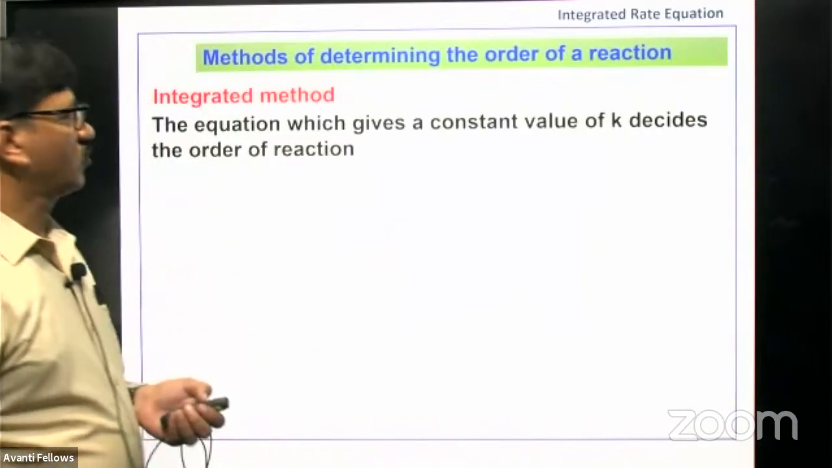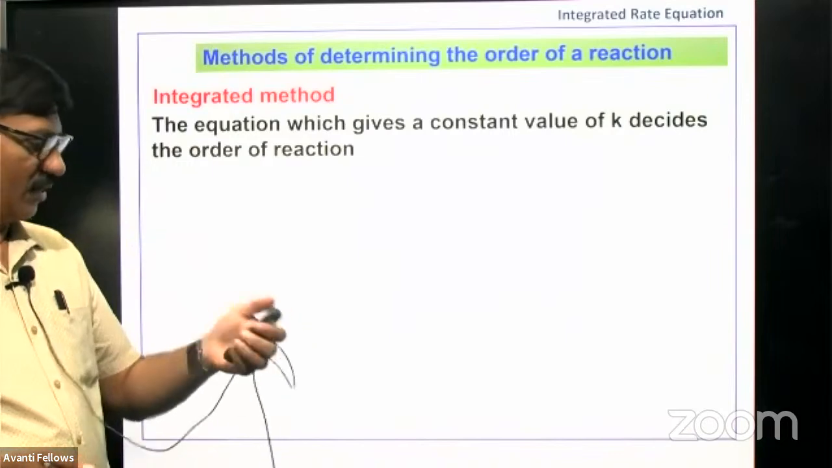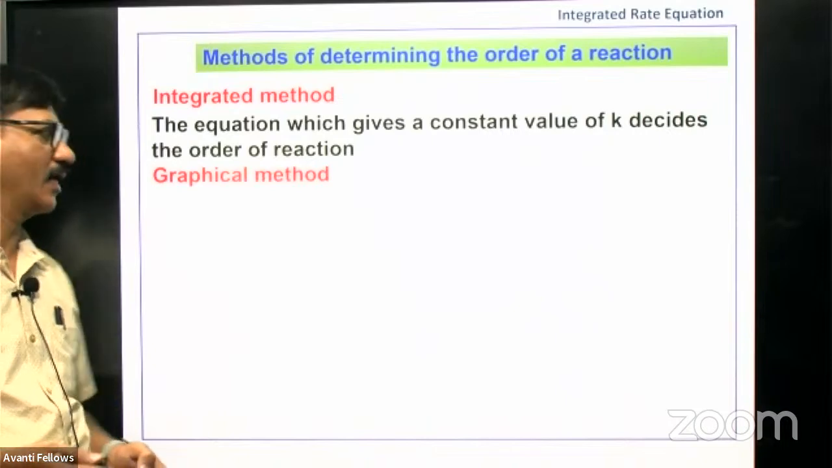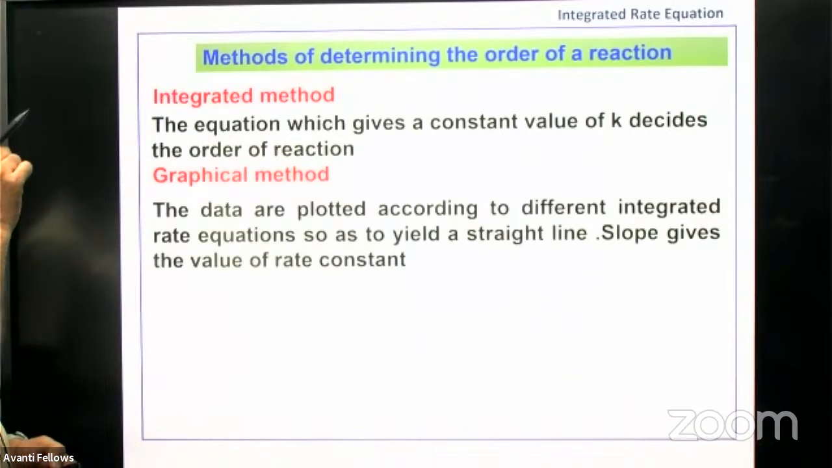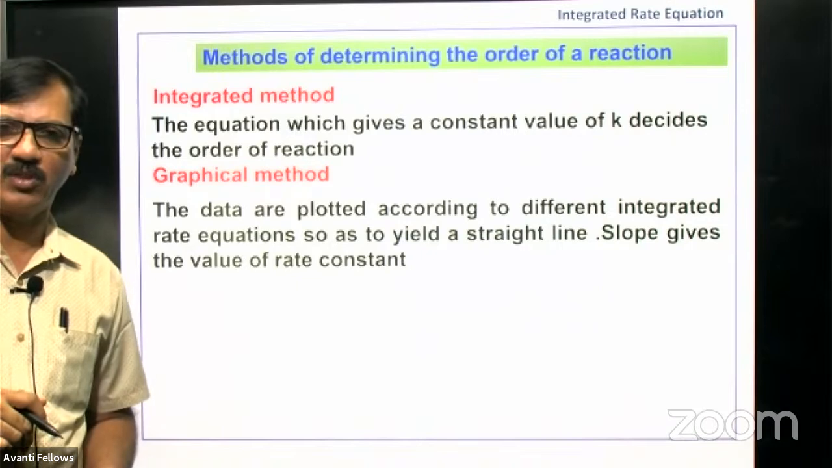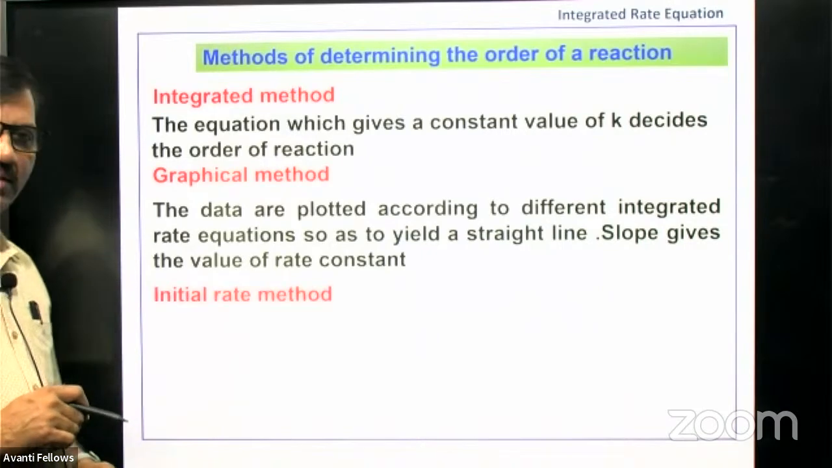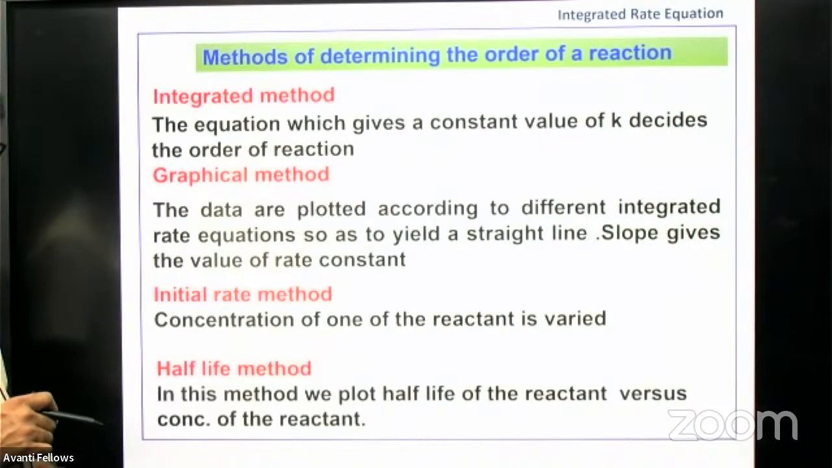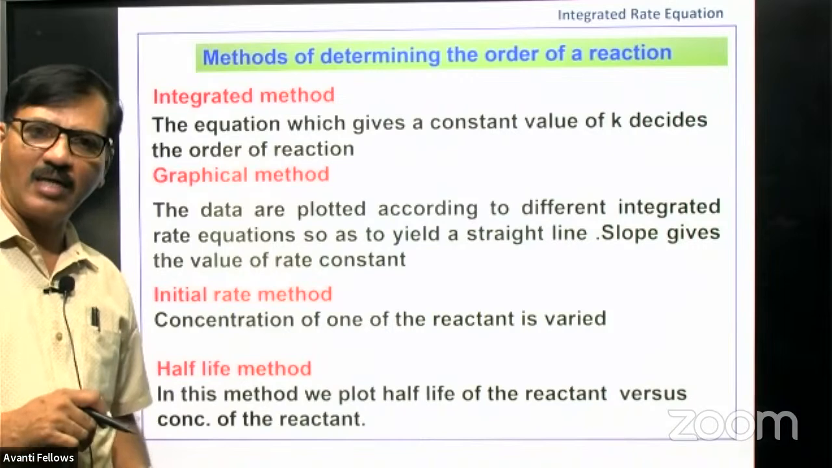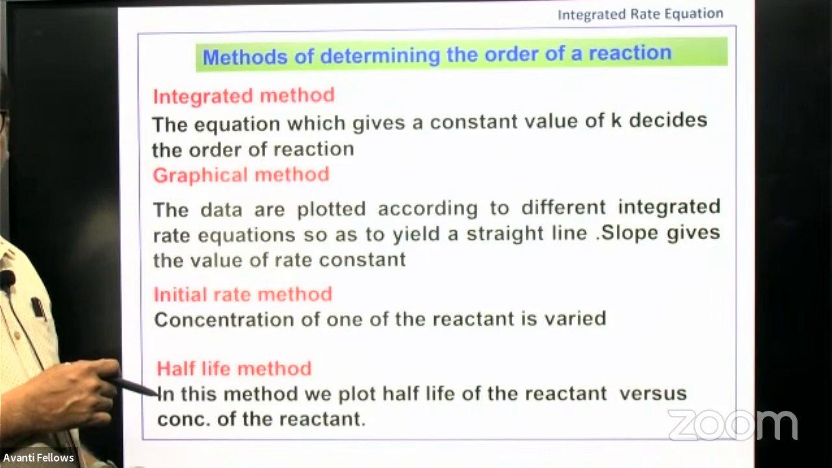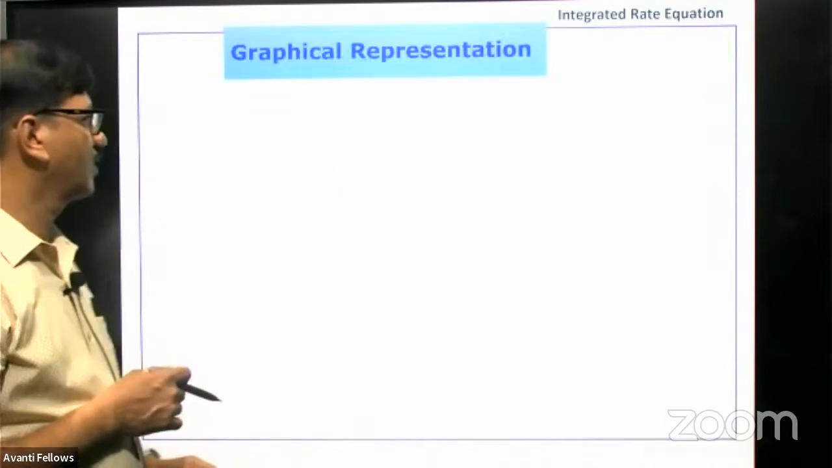So how to find it out? We'll take up methods of determining the order of the reaction. There is the graphical method, or we can make use of a mathematical expression, that means the integrated rate method. Or we can use the half-life method to determine the order of the reaction. Let us see one by one how the order of the reaction is determined.